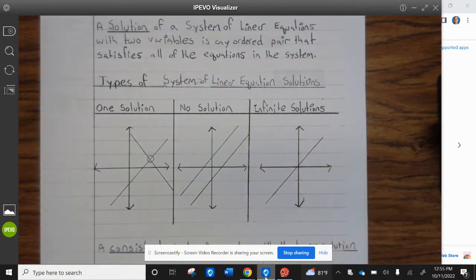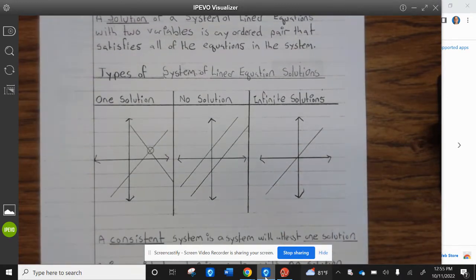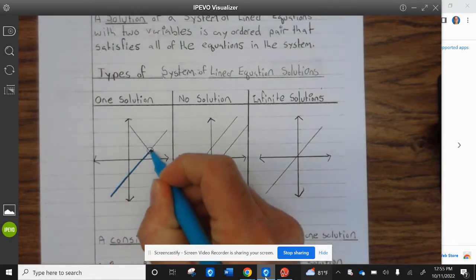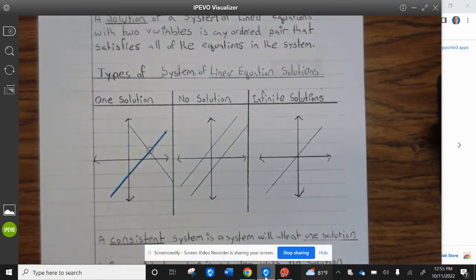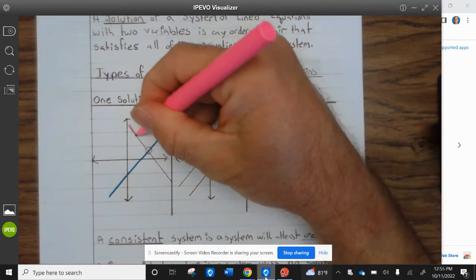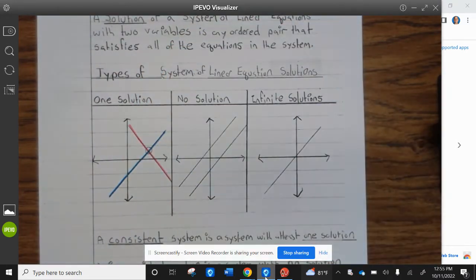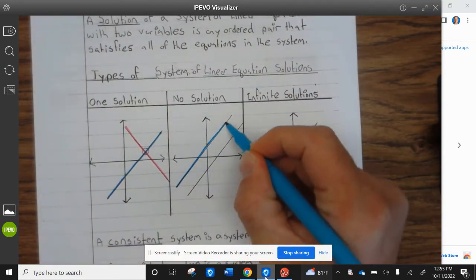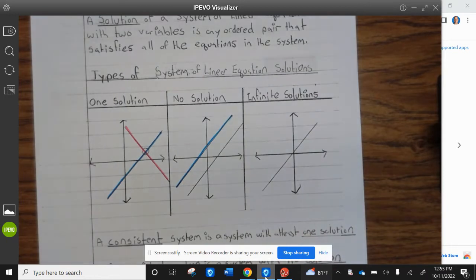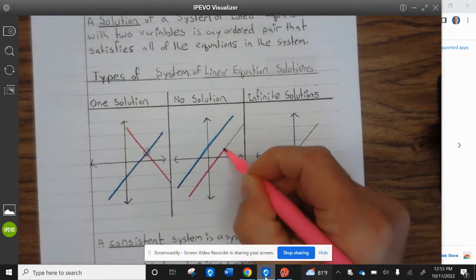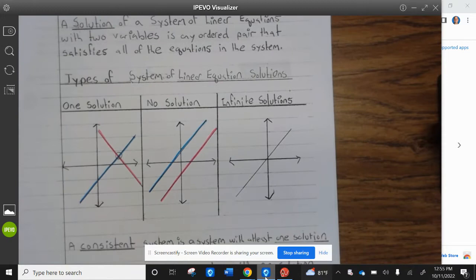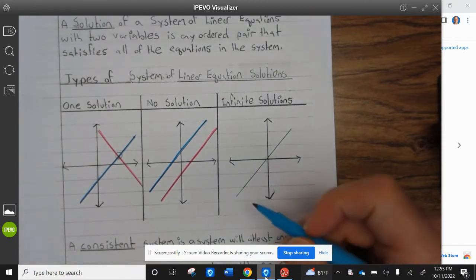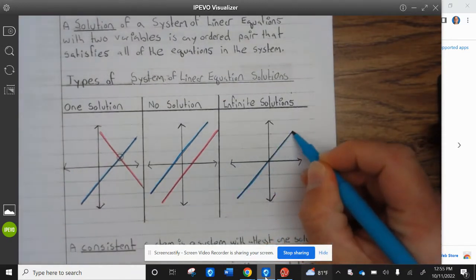Types of systems of linear equation solutions. One solution: the lines intersect once. So if you have this line and this line, your solution is their point of intersection. Okay? There's no solution if the lines do not intersect. Okay? And then it's infinite solutions if it's the same line.